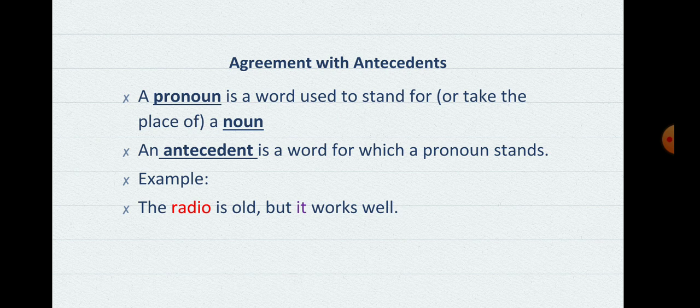Let's go to the example. The radio is old, but it works well. Look for the pronoun in this sentence. The pronoun is it. What is it substituting? It is substituting the word radio. So radio is the antecedent. Let's go to the next slide.